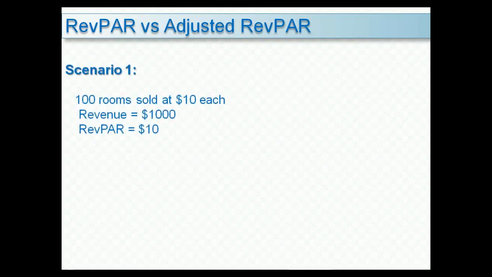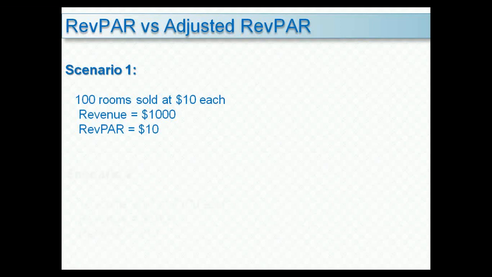So now let's continue with another index, comparing RevPAR versus a new index that most of you are probably not familiar with, adjusted RevPAR. So let's look at RevPAR in action. Let's use an example. For clarity, we'll look at two extreme scenarios. So let's say a hotel has 100 rooms. Scenario 1. All rooms sold at $10 each. And again, we're talking about extreme scenarios. That's just to make sure you have a clear understanding of how these numbers are calculated. So 100 rooms sold at $10 each.